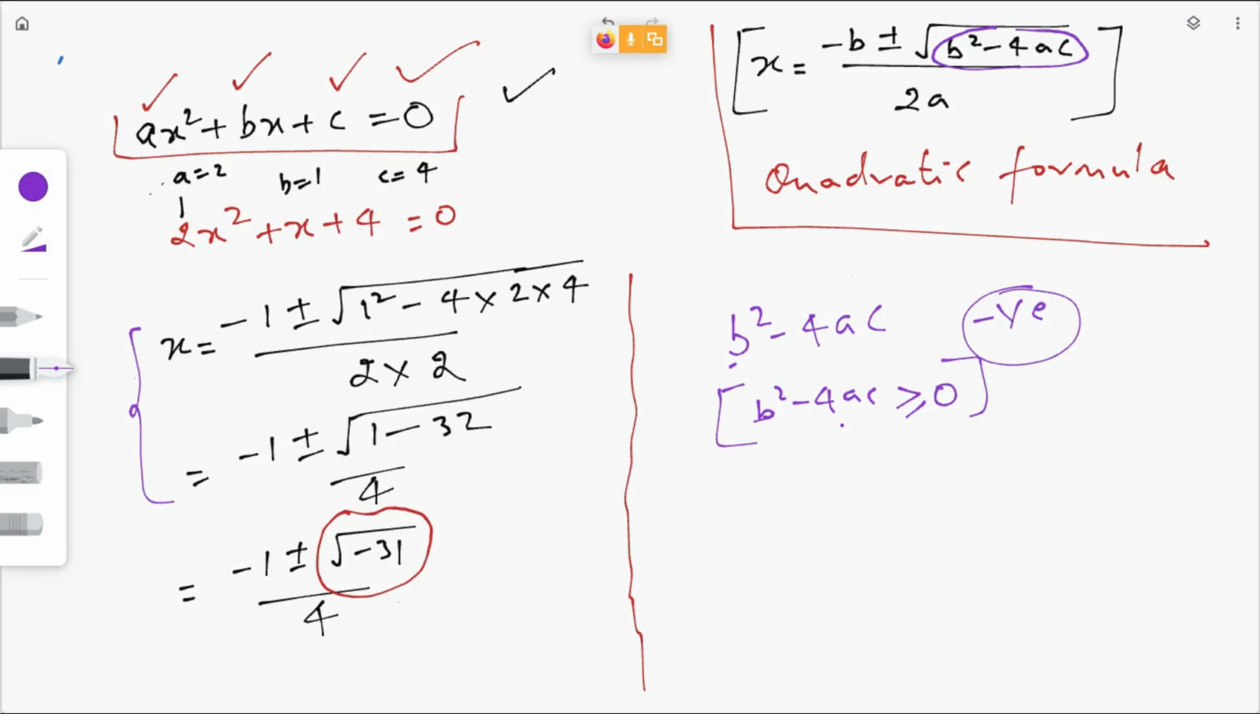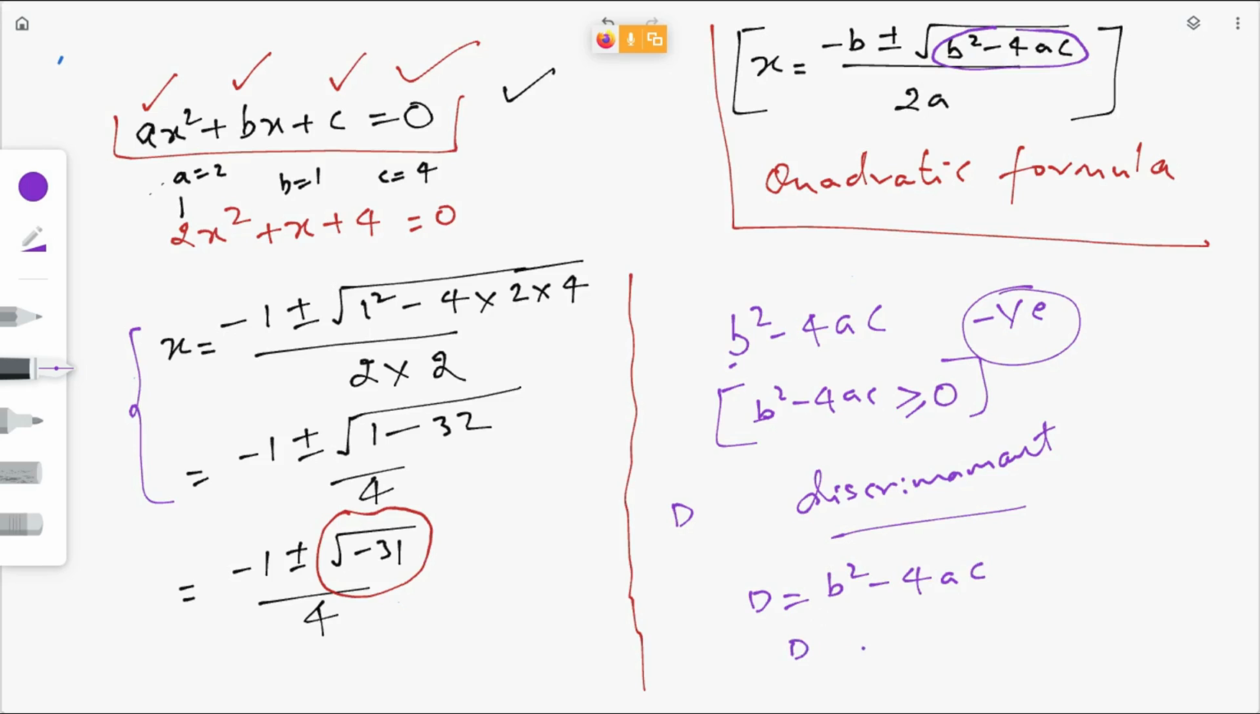This b square minus 4ac is called the discriminant. Or you can call it capital D, the discriminant. Capital D is equal to b square minus 4ac.